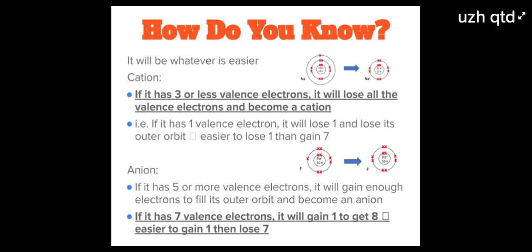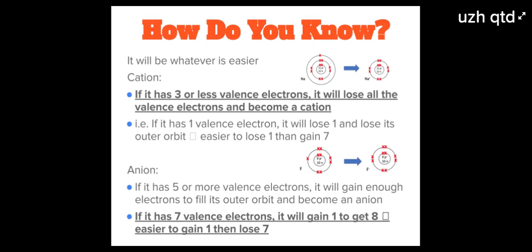So how do you know whether or not an element will lose electrons or gain electrons? It's basically just whatever is easier. Cations lose valence electrons because they typically have 3 or less valence electrons. So if it has 3 or less, it will lose all of those valence electrons and become a cation. For example, if it has 1 valence electron like sodium, it will lose one electron and lose its outer orbit because it's easier to lose one electron than it is to gain 7.